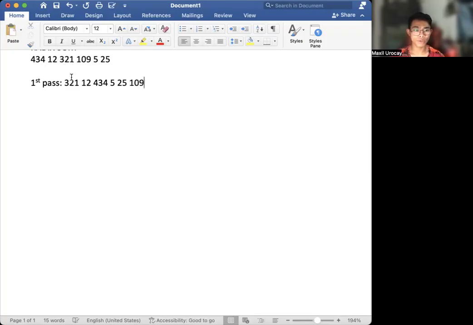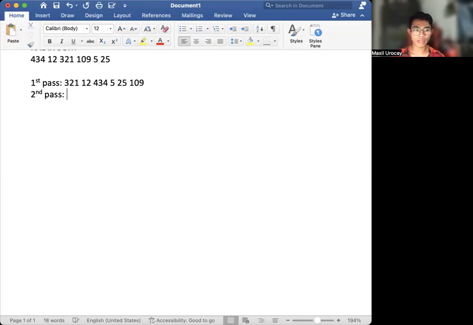109. So 1, 2, 3, 4, 5, 6. We were able to identify already the first pass right there, and that is the first pass based on the ones.